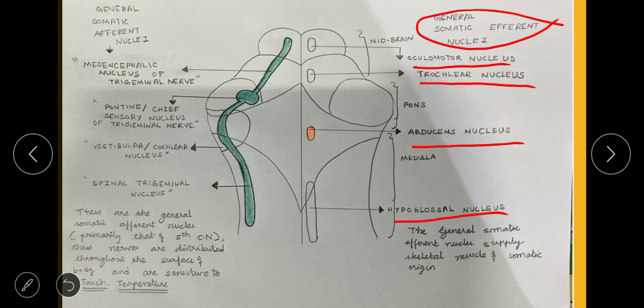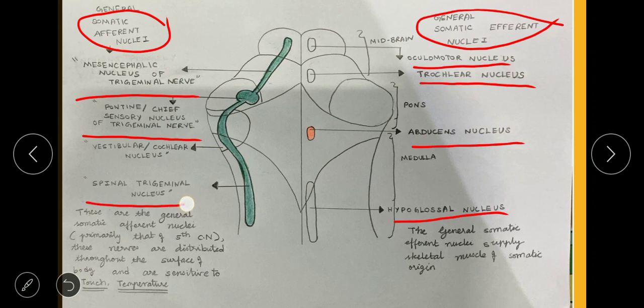Moving on to the second component of the sixth cranial nerve. The second component of the sixth cranial nerve are the general somatic afferent fibers. The general somatic afferent fibers are associated with the general somatic afferent nuclei of the brainstem, and these nuclei are primarily that of the fifth cranial nerve. So, the general somatic afferent nuclei seen in the brainstem are the mesencephalic nucleus of the trigeminal nerve, the pontine or the chief sensory nucleus of the trigeminal nerve, and the spinal trigeminal nucleus. So, these three nuclei are associated with that of the trigeminal nerve.